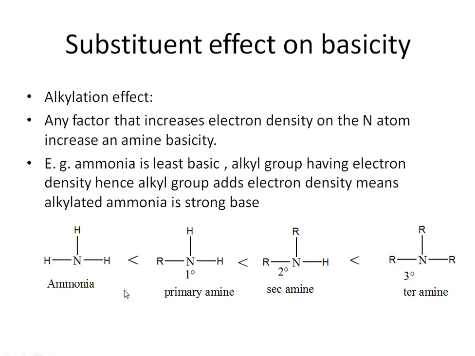So the alkyl group increases electron density on the nitrogen atom. That's why, as the alkylation increases, the basicity of the amine also increases. For example, ammonia is the least basic, as the alkyl group adds more electron density on the nitrogen. So alkylated ammonia is strongest. So we will compare basicity in that way.